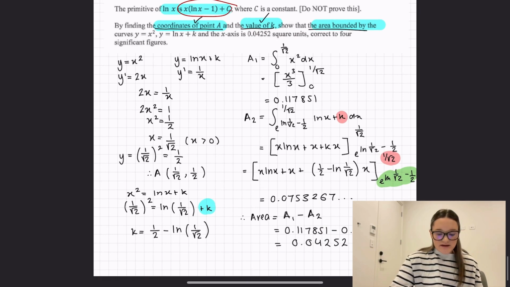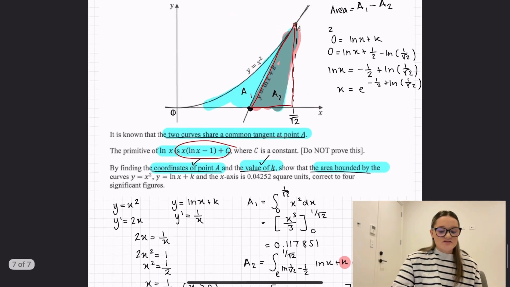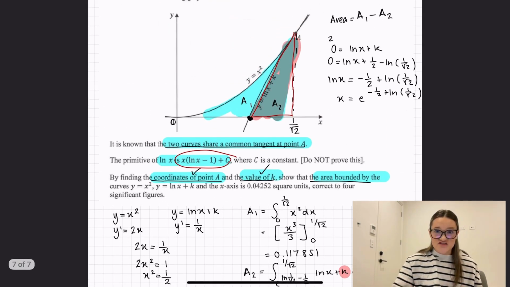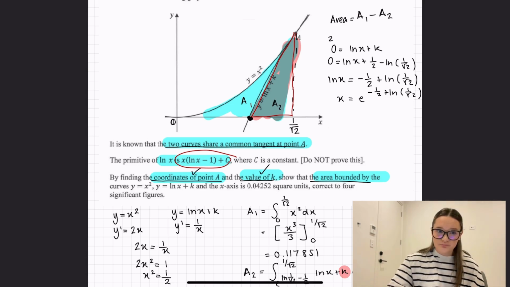So quite a lengthy and tedious question, especially when it comes to substituting in at the end. But hopefully this helped in terms of how we can comprehend questions that are this kind of length and how we can work from the top of the question and then all the way down as well.